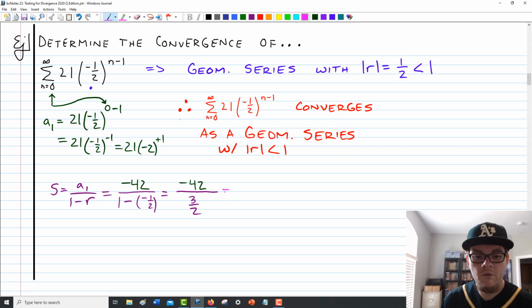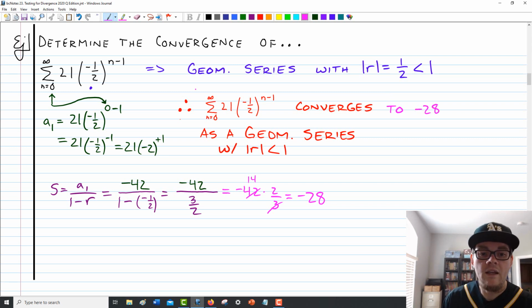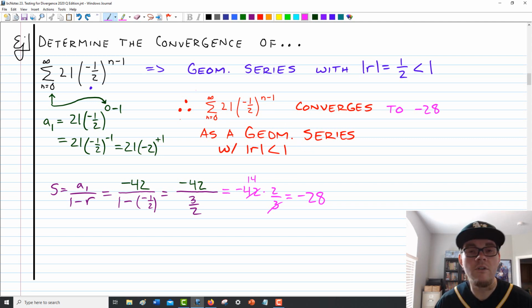So given that we have negative 42 over 3/2, that's the same thing as negative 42 times 2/3. If we simplify this out, that becomes 14, and we get, it looks like, negative 28. So not only does that geometric series converge, as a geometric series with sufficiently small ratio, it converges specifically to negative 28. Meaning, if we were to look at more and more terms of the series, theoretically the sum, sorry, I said that wrong, the sum should get closer and closer to negative 28.